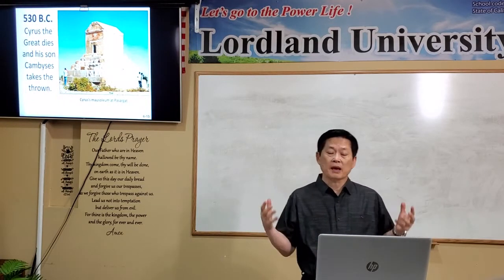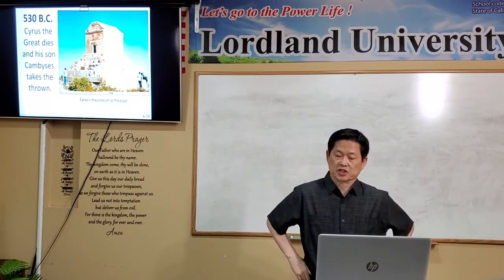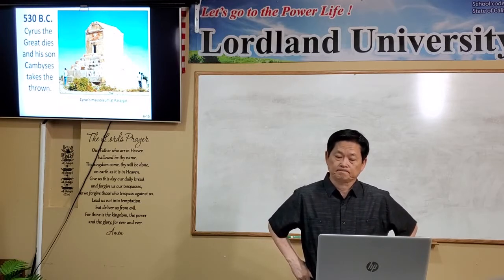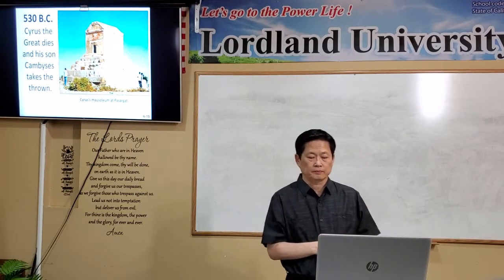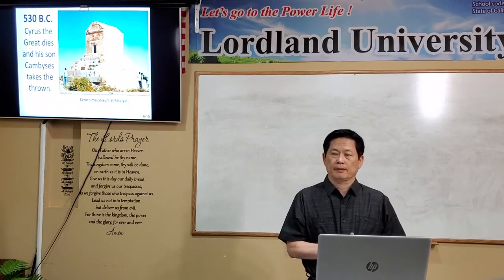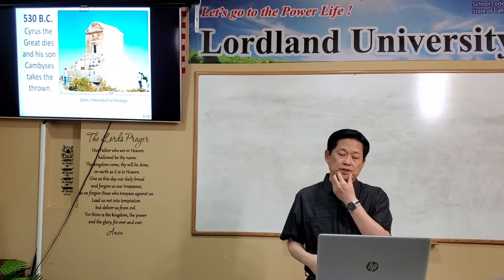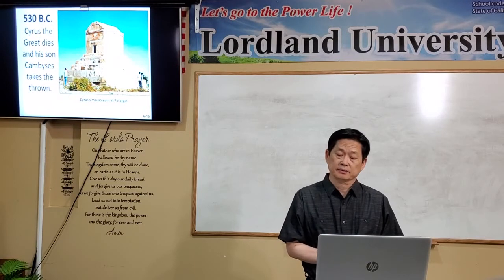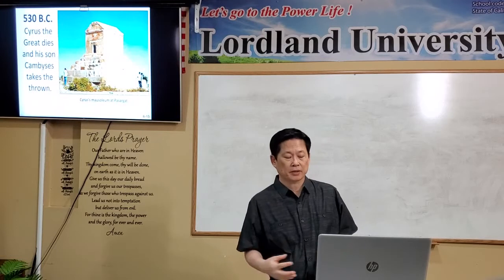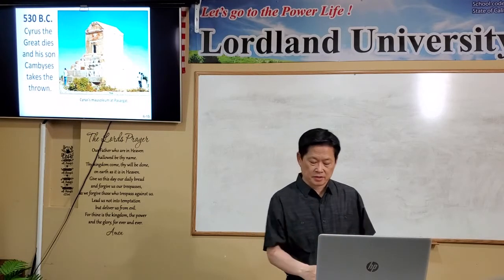Okay, this map shows the Cyrus royal tomb, Cyrus the Great's royal tomb. Cyrus the Great dies in 530 BCE, and his son Cambyses becomes emperor after Cyrus.